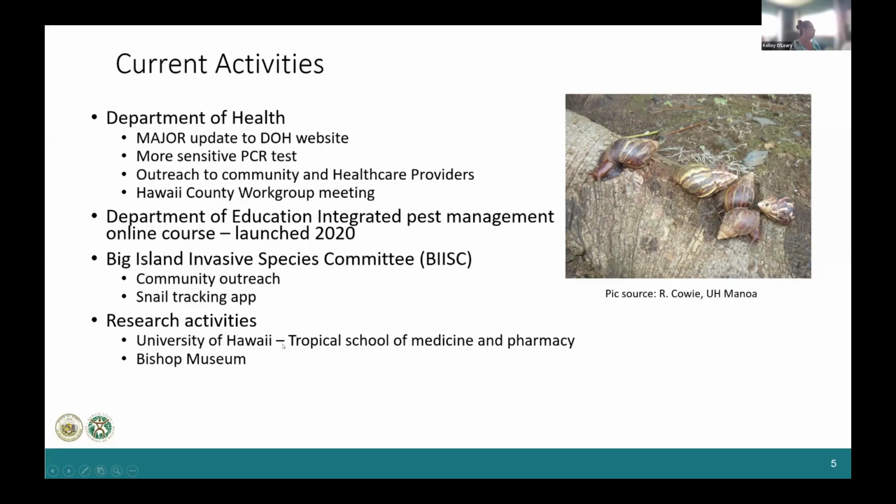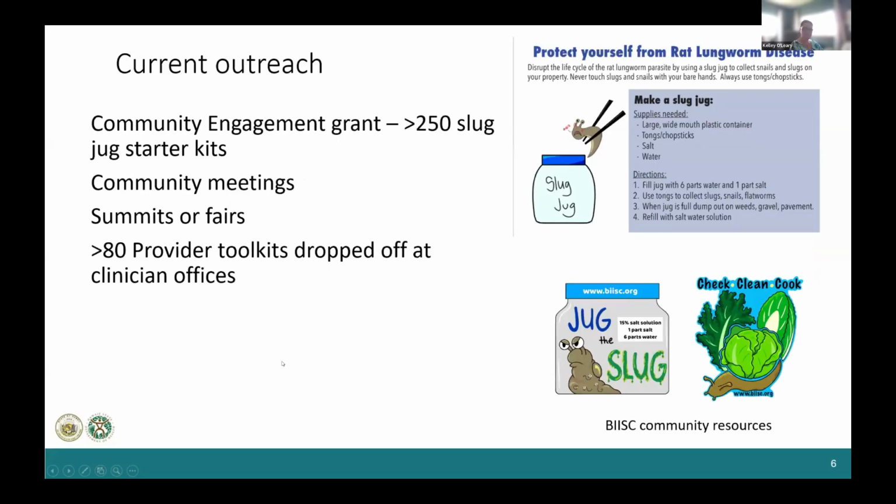It's ongoing, our University of Hawaii partners, and then Bishop Museum, which I didn't know that they did research, but they do. So our community engagement grant, I'll have some pictures about our slug jug starter kits. We were able to procure a $10,000 community education grant.